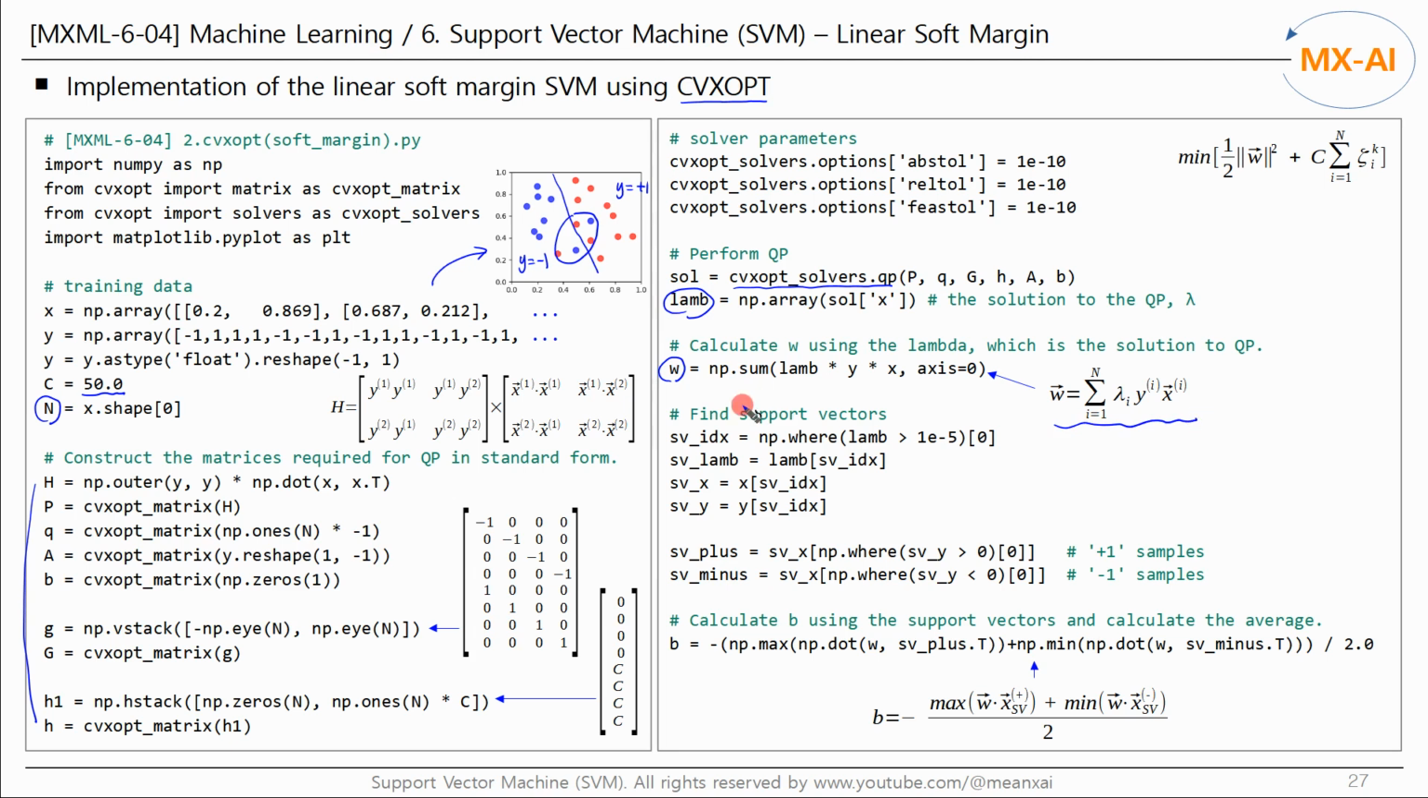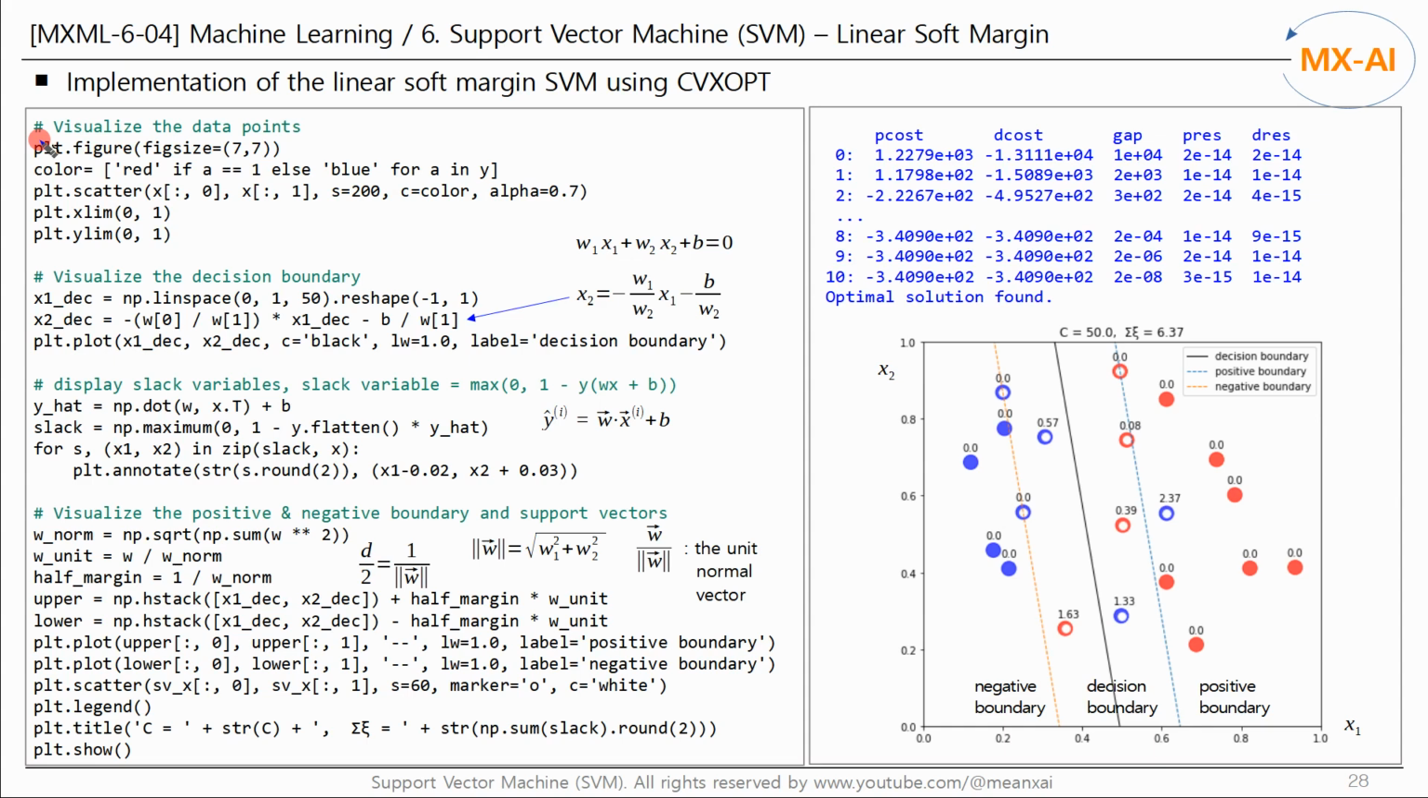Next, we use the support vectors to find B. Anything with the lambda greater than 0 is a support vector. We then use this formula and the support vectors to find B. For more information about this formula, please refer to the previous video. Visualize the training data points.